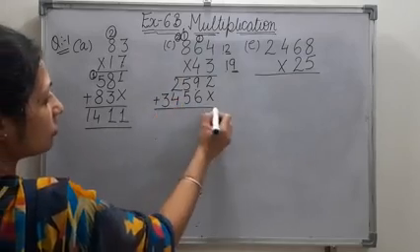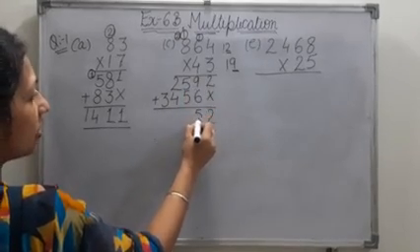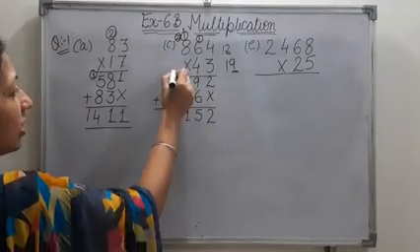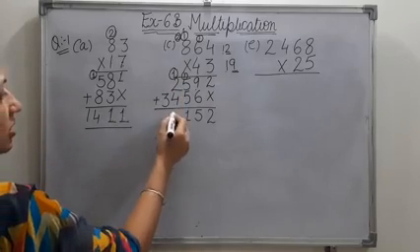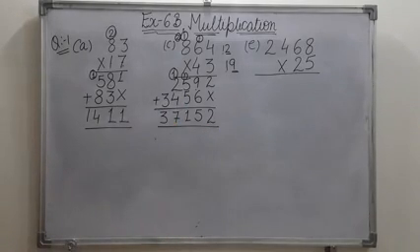Now we will add these two numbers. 2 0 0 9 plus 6 is 15. 1 is carried over here. 5 plus 5 is 10. 10 plus 1 is 11. 1 is carried over here. 4 plus 2 is 6. 6 plus 1 is 7 and then 3. So our answer is 37,152.